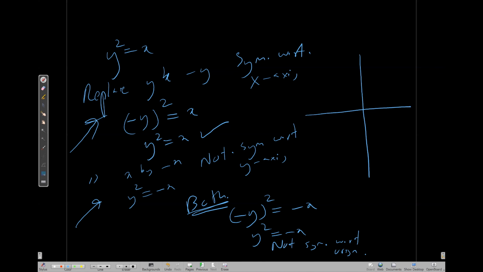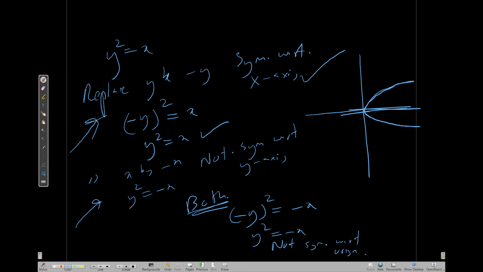So this shape y squared equal x, actually if you plot and draw it, you will see this shape, and it's symmetric with respect to x-axis, and that's what we got, and it's clear.